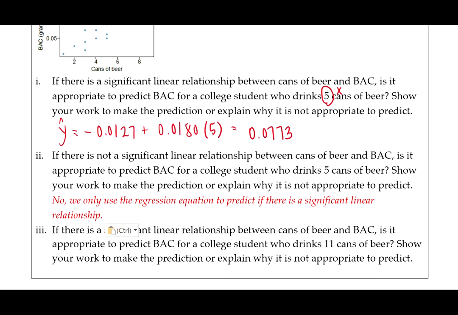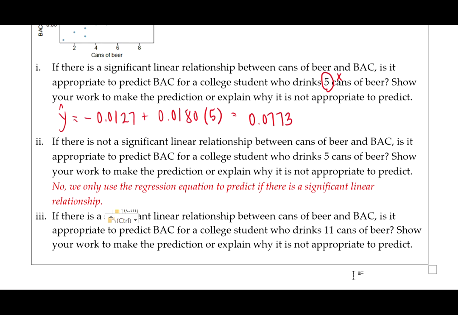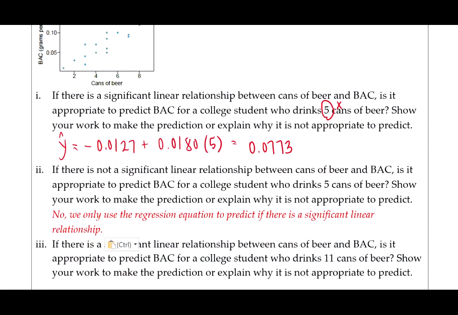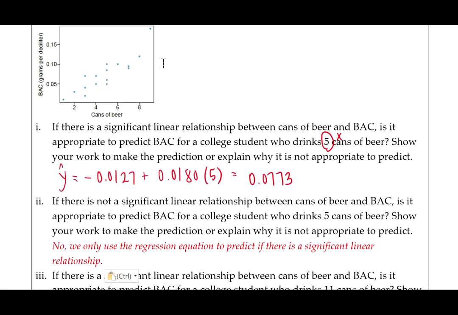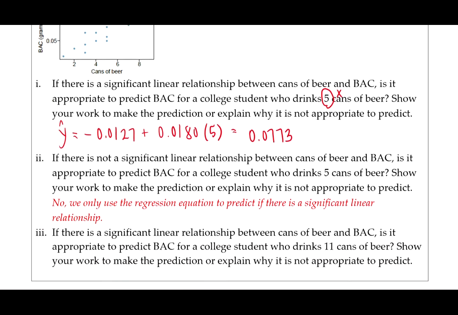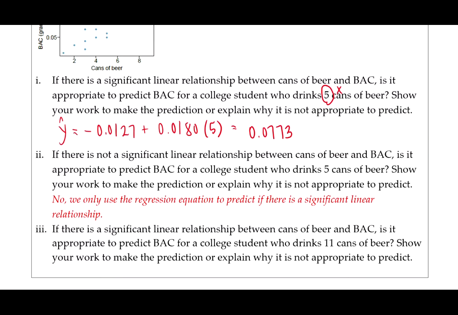If there is a significant linear relationship between cans of beer and BAC, is it appropriate to predict BAC for a college student who drinks 11 cans of beer? Show your work to make the prediction or explain why it is not appropriate to predict. Notice that 11 cans of beer is at least 2 more than anyone in our data was asked to drink, and it may be that the relationship changes outside this range of 1 to 9 cans of beer.